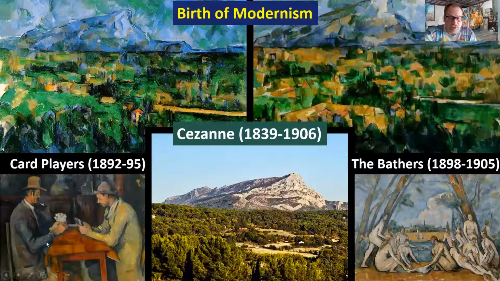And as we look down here, there are some houses here. Are these houses or rocks? These greens and these browns. Are these houses or rocks in Mount Saint Victoire? We can't quite tell. And so the birth of modernism is really considered coming out of Cézanne's work.